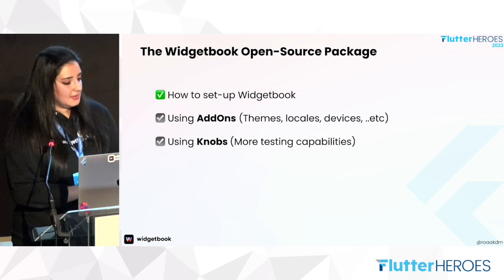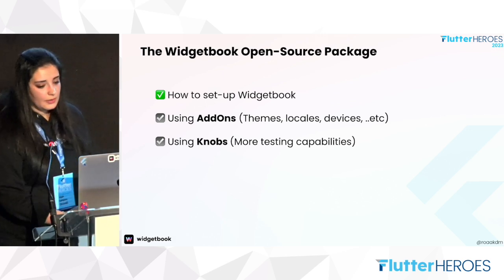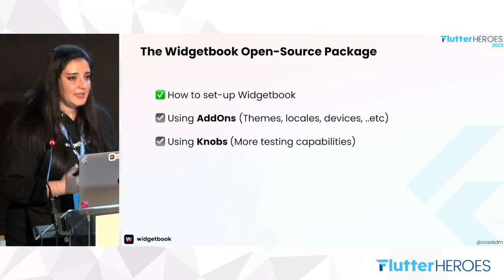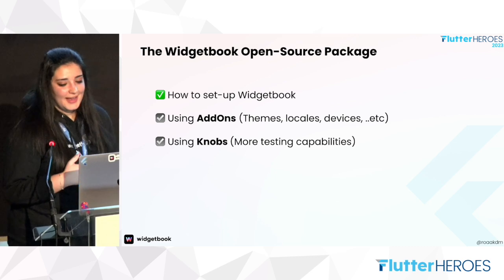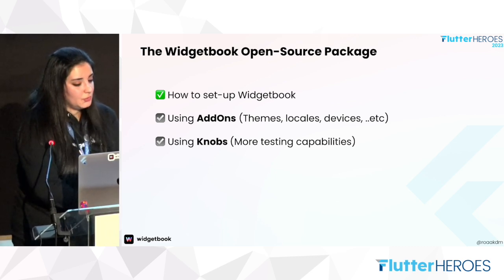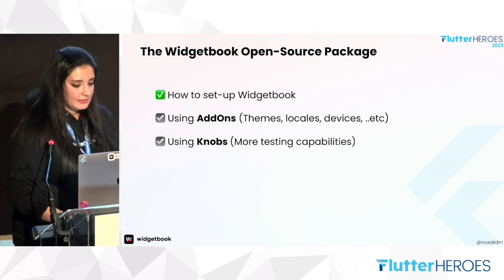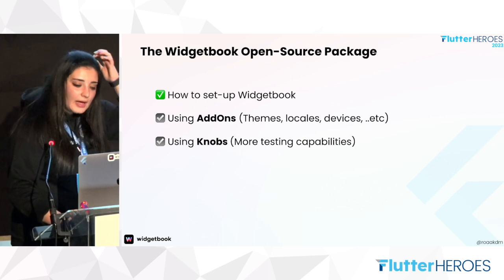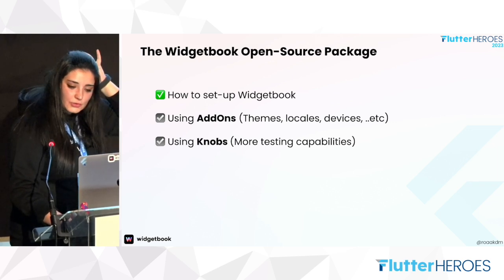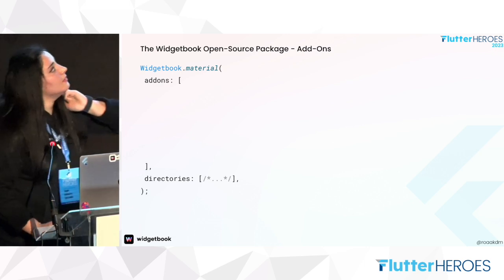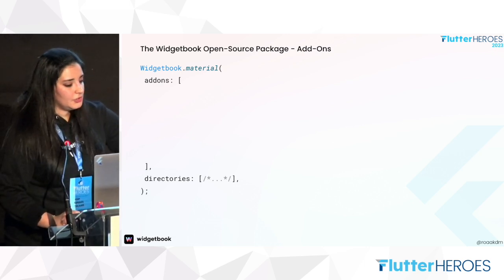And that was setting up widgetbook. We saw how we can set it up the easy and the easier way, and we cataloged all our widgets, but we need more to truly make the development process faster, even faster. And this is what add-ons and knobs can do. Let's start with add-ons. This is the field you saw in your Widgetbook class.